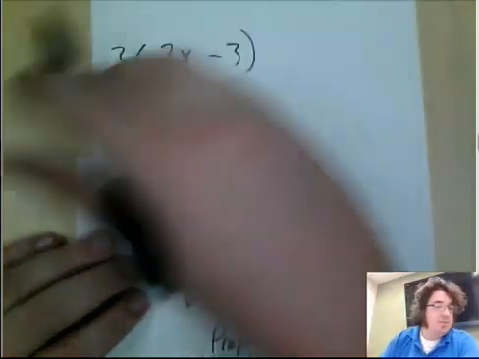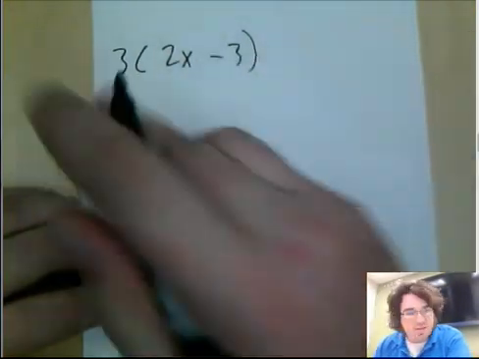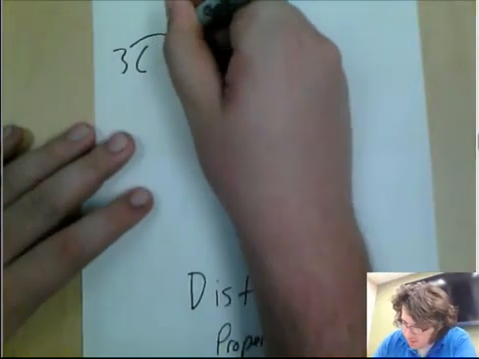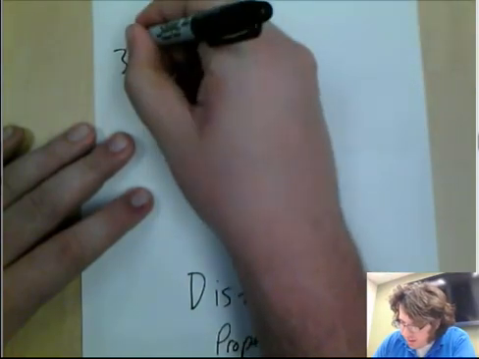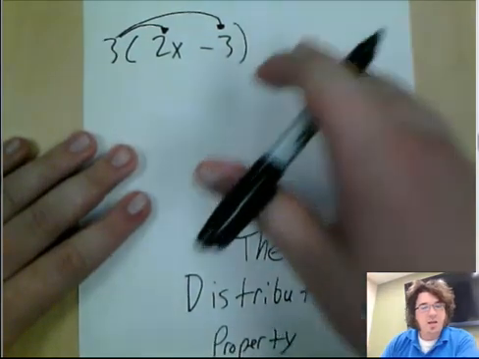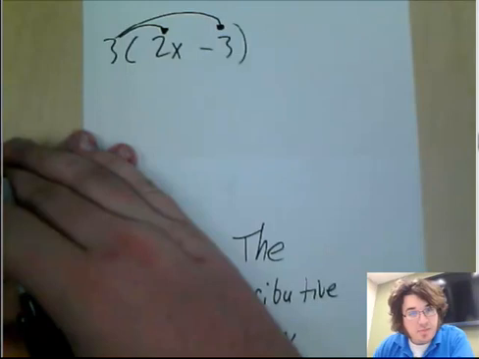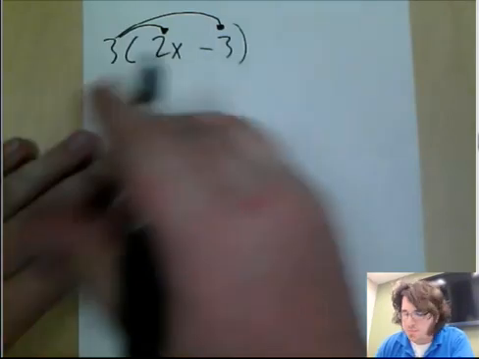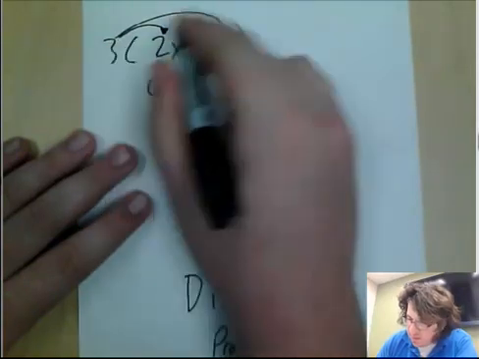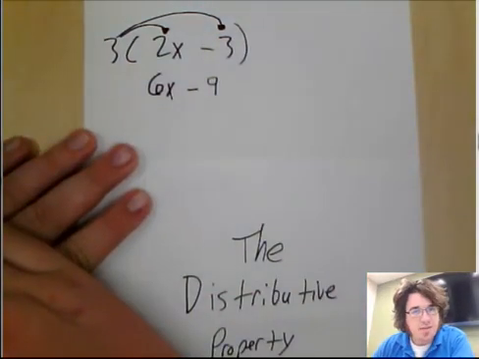All right, next one. 3 times, in parentheses, 2x minus 3. Okay, again, 3 multiplies by that 2x, and then 3 multiplies by that 3. And I always like to draw in these arches because that reminds me that I have to go to everything. Okay, so 3 times 2x, that gives me 6x. 3 times 3, that gives me 9, and I bring down my negative.